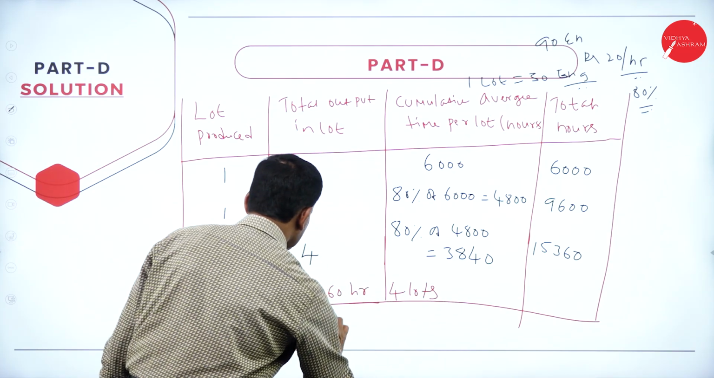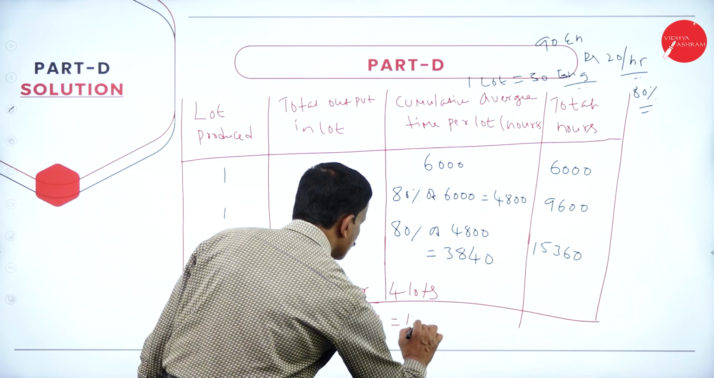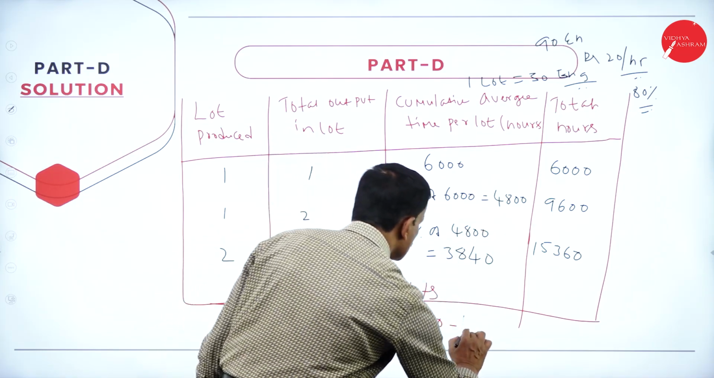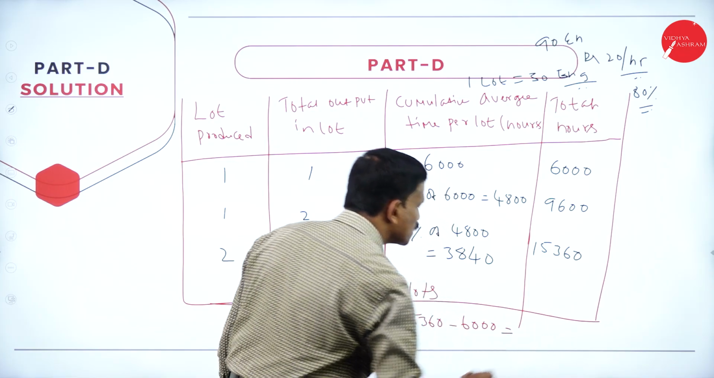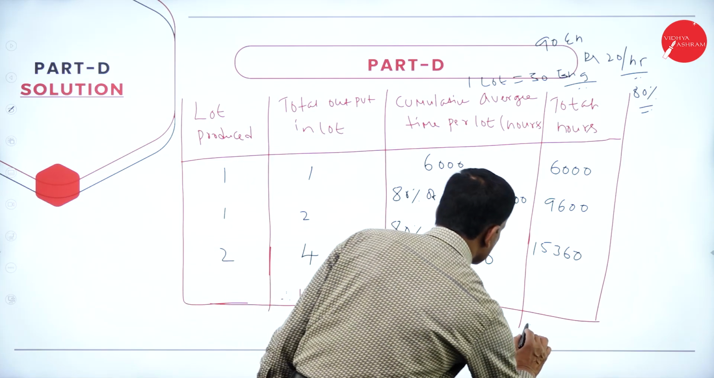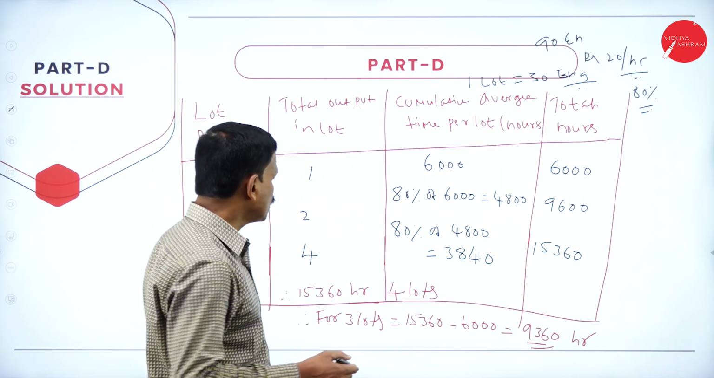So therefore, for the new 3 lots it is 15,360 minus the initial 6,000. Subtract this. What is this equal to? 9,360 hours. So calculate the total labor cost.